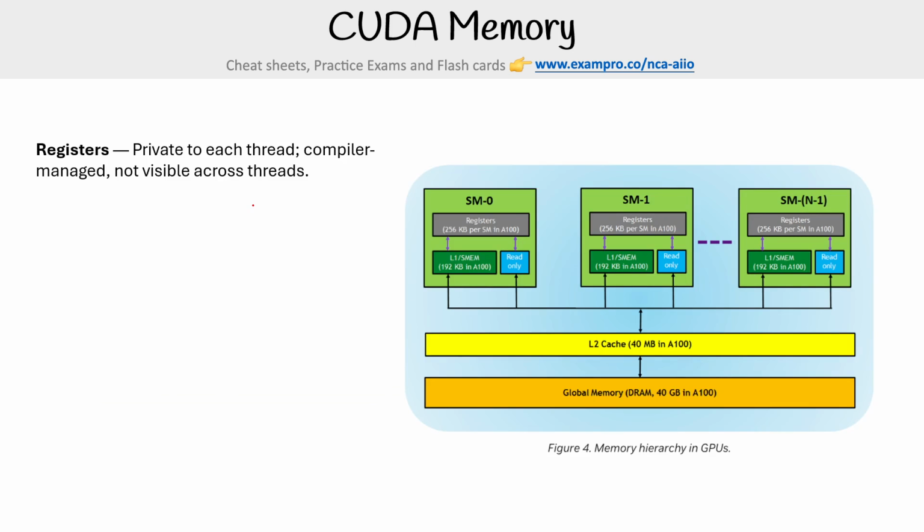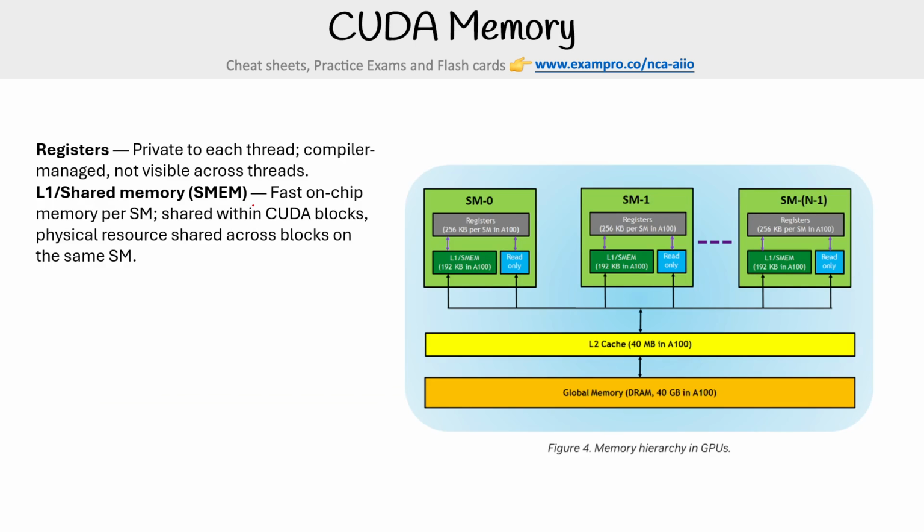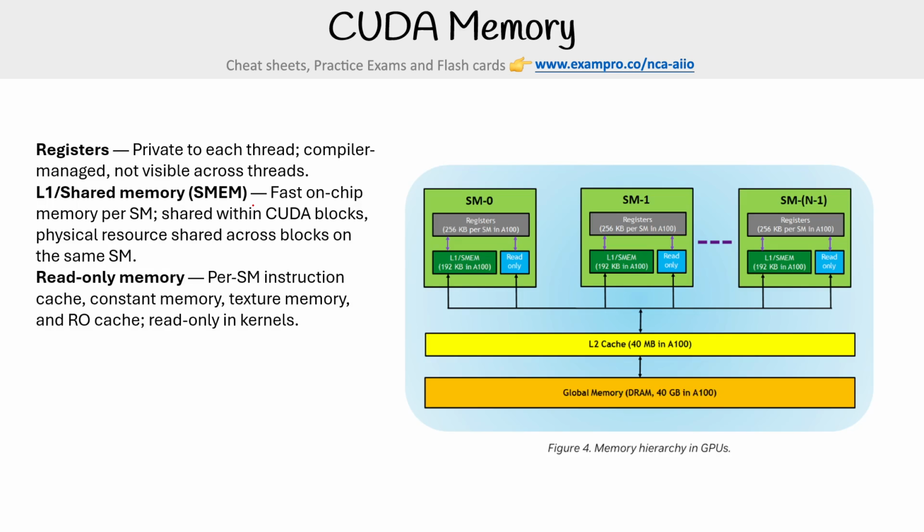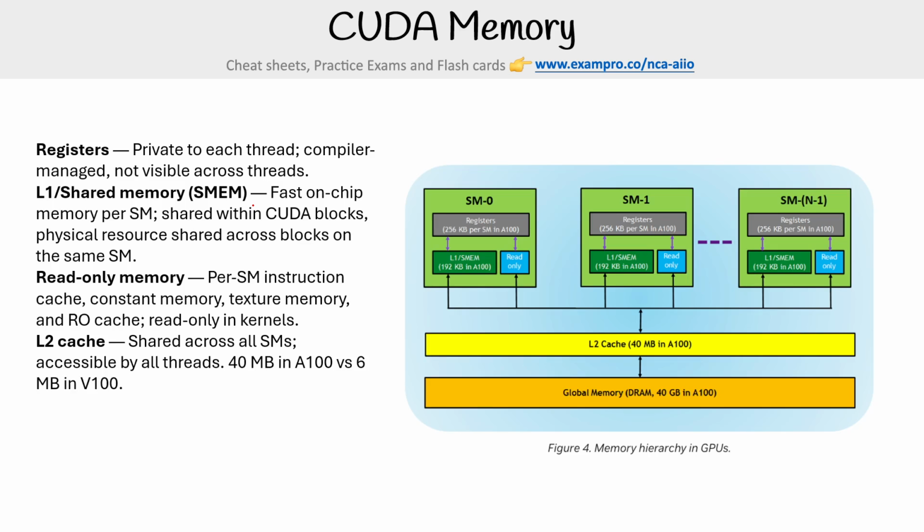So you have registers. These are private to each thread compiler, and they're not visible across threads. You have your L1 shared memory. This is a fast on-chip memory, just like the CPU memory, shared with CUDA blocks. Physical resources shared across blocks on the same SM. We have read-only memory. So this is per SM instruction cache, constant memory, texture memory, and RO cache, read-only in kernels. We have our L2. This is shared across multiple SMs. Okay, and we have a global memory. And so this is the largest but slowest memory tier.